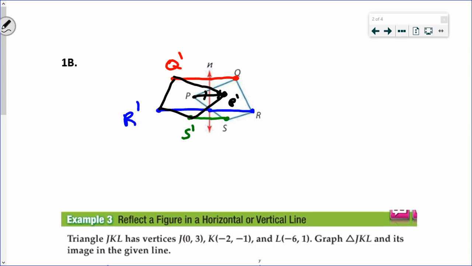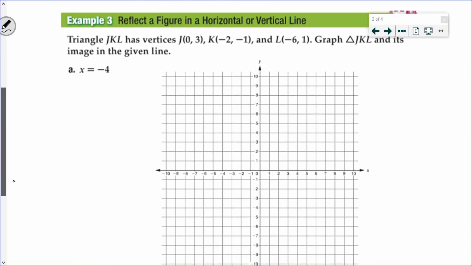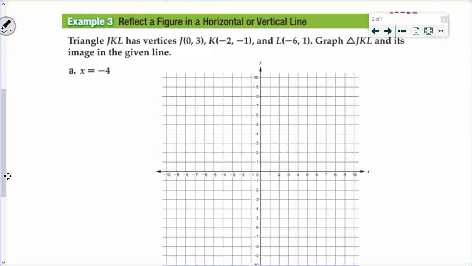If you pause there. All right, so in the coordinate plane, using a vertical or horizontal line, we're going to be able to do this pretty accurately. Let's go ahead and take a look at how we would do that. So triangle JKL has vertices (0, 3), (-2, -1), and (-6, 1). We want to graph triangle JKL and its image in the given line.